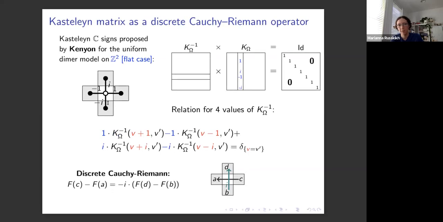One can choose signs. This is a very important choice of signs, which is the same as choosing the gauge of the Kasteleyn matrix, because this is exactly what is equivalent to the discrete Cauchy-Riemann operator. However, you can choose all signs to be just plus or minus ones. And then it completely doesn't work. You don't have any discrete holomorphicity. There is no nice interpretation. So yeah, the choice of the gauge is very important.